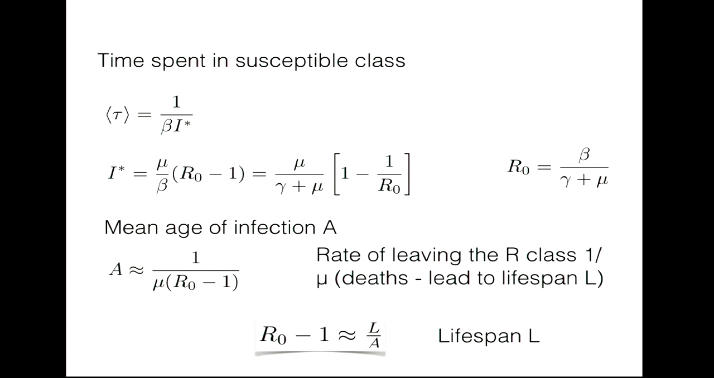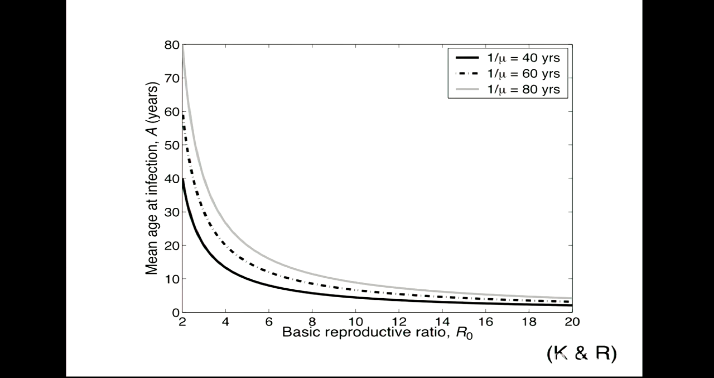Okay. To this, you have to add the rate of leaving the R class, so people who have recovered and then later die. That rate is mu, and the inverse of mu leads to a lifespan L. So replacing the inverse of mu here by L and putting the A here, you get an approximation for R naught minus 1, which is roughly the lifespan L divided by the mean age of infection. So this says that if I know the mean age of infection and the lifetime of the people in the population, from here I can estimate R naught minus 1.